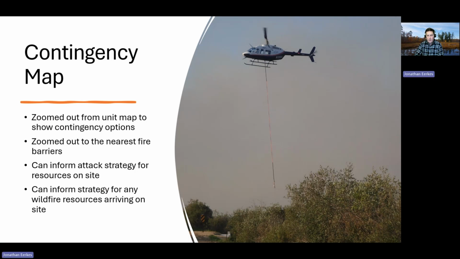The next really important map is a contingency map. A contingency map informs any decision making for escaped fires or other emergencies. While it contains much of the same information as the unit map, it is zoomed out to the nearest fire barriers. The information on the map is used to inform suppression strategies for the resources on site, as well as any wildfire resources that will come to the site.